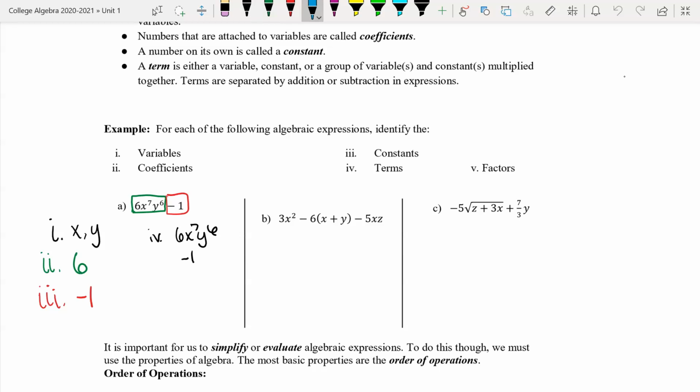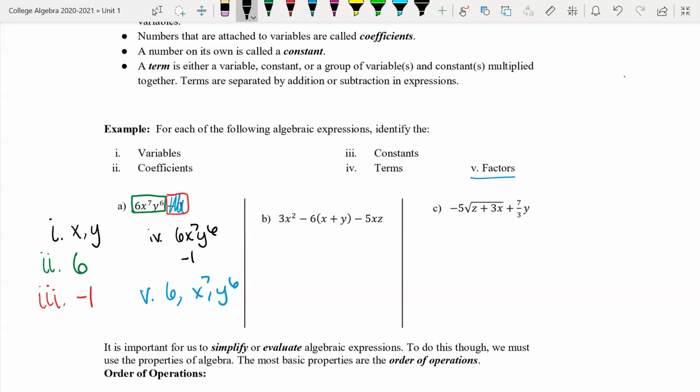And lastly, your factors. This is really just for one question on the Hawks. We're going to ignore the -1 for now, but say they just gave you that 6x to the 7th, y to the 6th. Your factors, you break it into parts. So I would say 6, x to the 7th, y to the 6th. Again, that's just for Hawks. I wanted to throw that in there. Otherwise, we're just going to do the 4 main components.